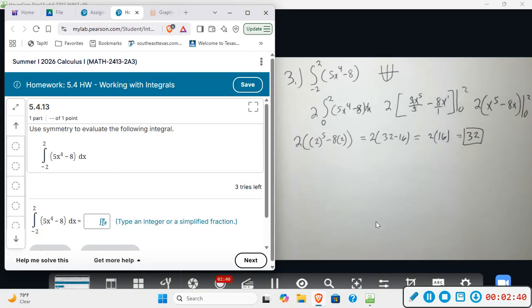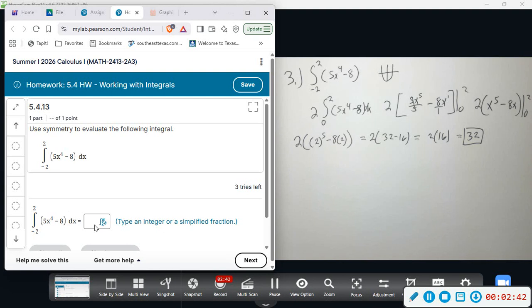And you are able to check these problems in the calculator if you want to go through that process again. I showed that on a prior video.